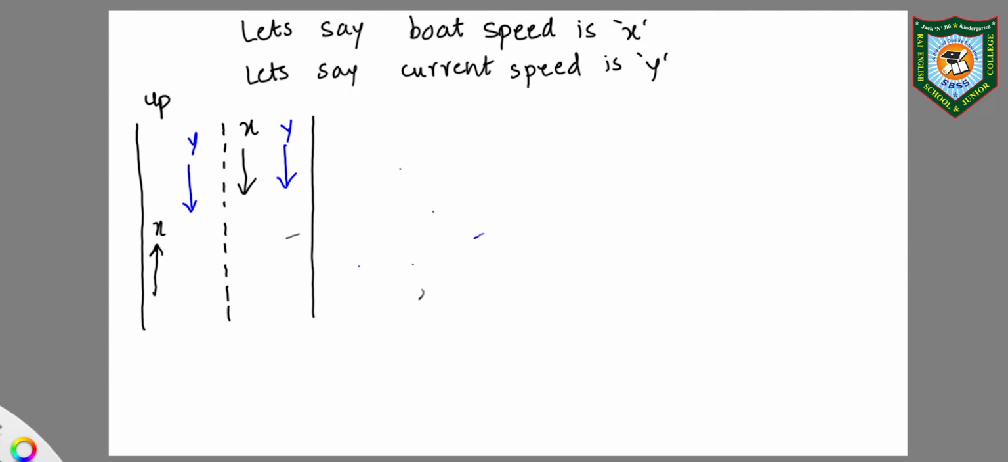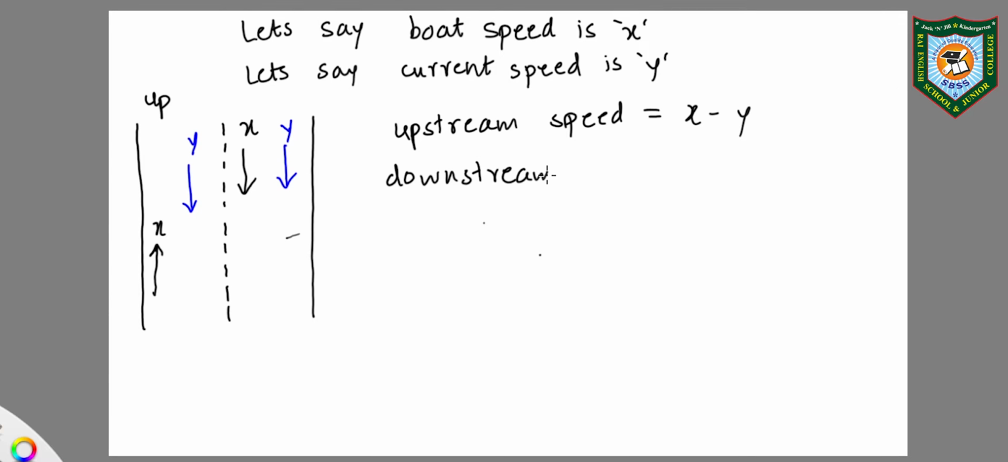this is x. So my upstream speed is equal to x minus y, and my downstream speed is equal to x plus y. Now these are two very important values that we are going to use.